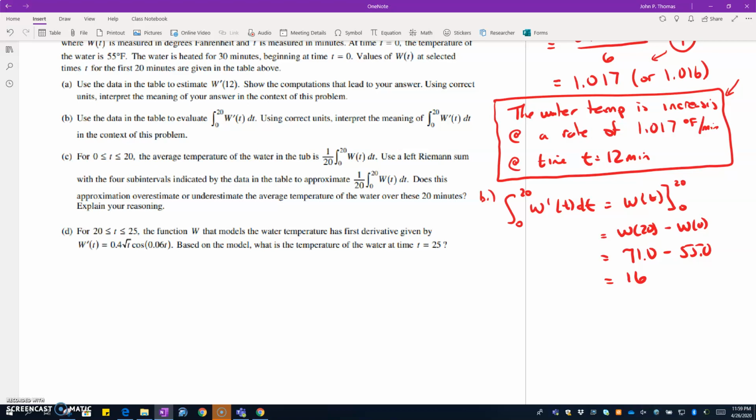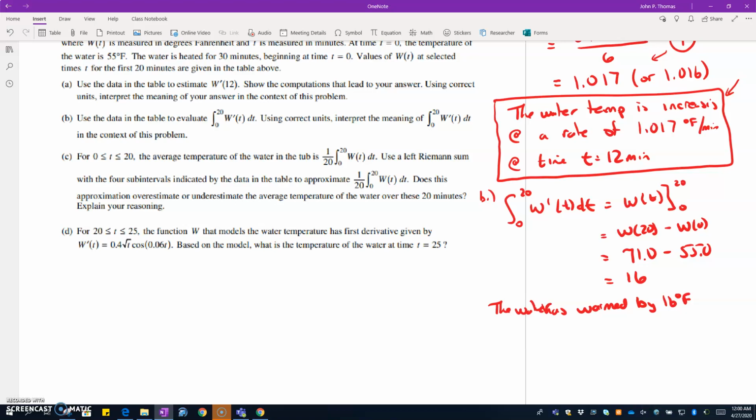We know that the integral is an accumulator of change. So if we take an integral of the rate, it tells us how much the original function changed by. So this was a rate of change of temperature, so this is going to tell us how much the temperature changed by. Alright, so we're going to put this in context. The water has warmed by 16 degrees Fahrenheit. So that's what we found, the water's warming.